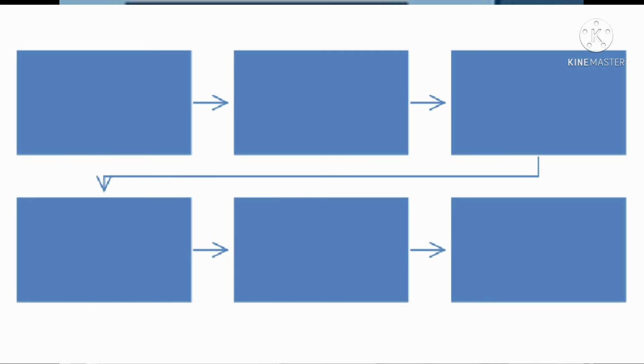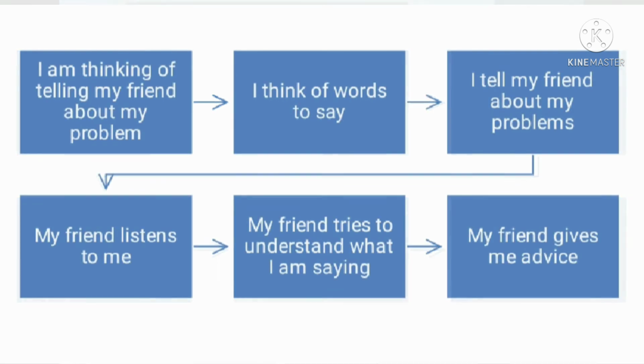Okay, so now let's fill in the illustration. Okay, now this is the correct answer. I am thinking of telling my friend about my problem. I think of words to say. I tell my friend about my problems. My friend listens to me. My friend tries to understand what I am saying. My friend gives me advice.